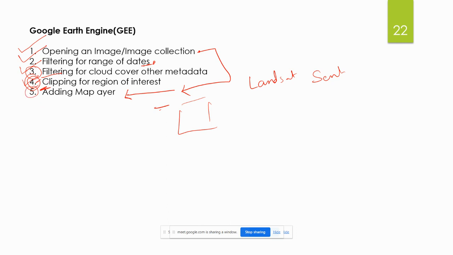Then we will learn to add any image or image collection on the map to visualize it. So these five things we'll be seeing today. It is one line of code only, so it will not take much time.